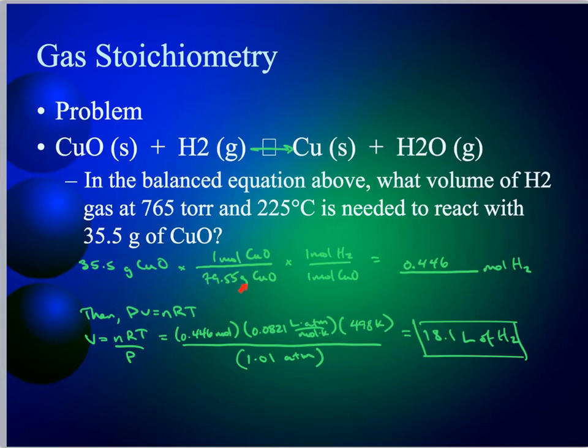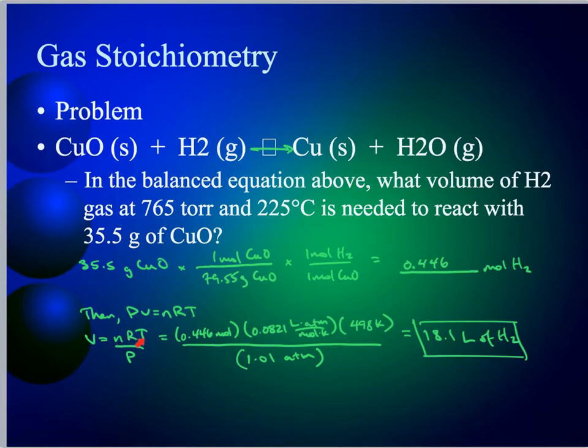And then we have to turn it into moles of H2. So we multiply times the stoichiometric ratio, which you should remember doing: 1 mole of H2 over 1 mole of CuO. And we end up with moles of hydrogen gas, which is 0.446 moles. The question wants to know what volume of hydrogen gas that is. So we're going to take that information, 0.446 moles, and combine that with what we know about the pressure, 765 torr, and 225 degrees Celsius, and plug that into PV = nRT and solve for V.